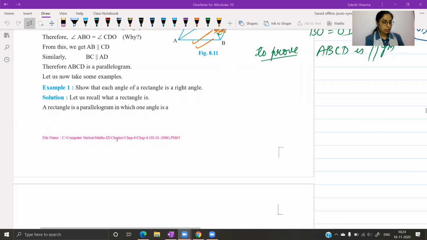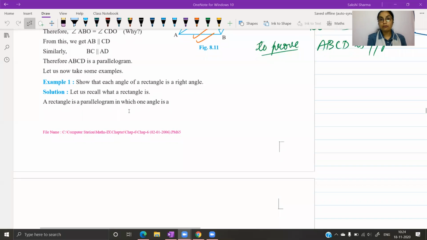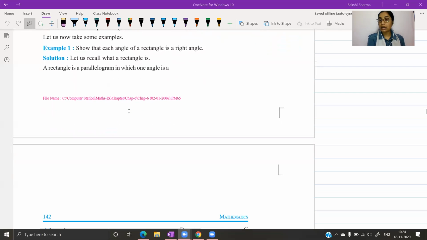Example number 1: show that each angle of a rectangle is a right angle. This is something we have been saying till now as such. हम ऐसे ही बोलते हैं rectangle का हर angle 90 degree होता है. अब आपको यहाँ पे prove करना है. So what we will have is, by definition, that a rectangle is a parallelogram. By definition, what will be given to us is a rectangle. That means हमारे पास एक ऐसा parallelogram होगा with any one angle equal to 90 degrees.